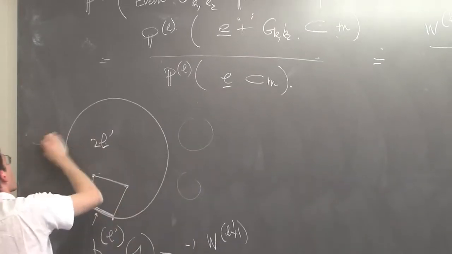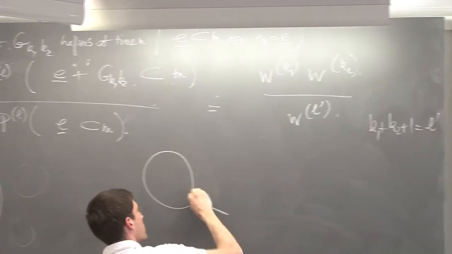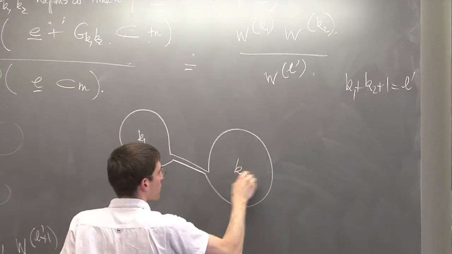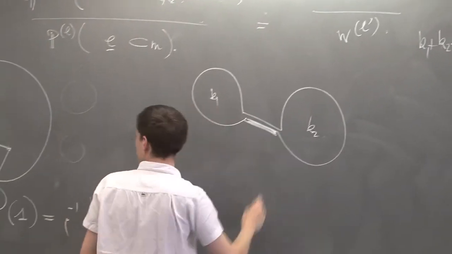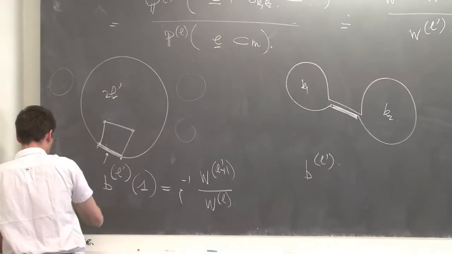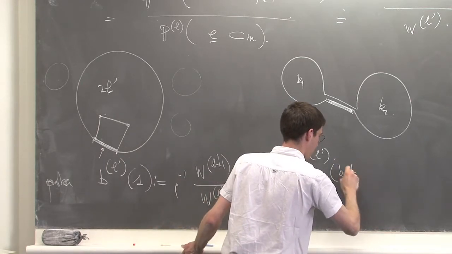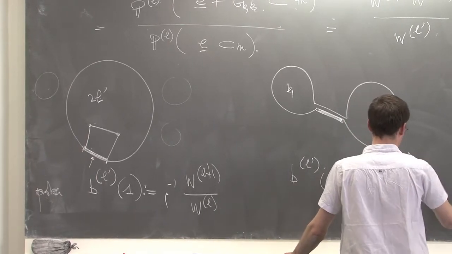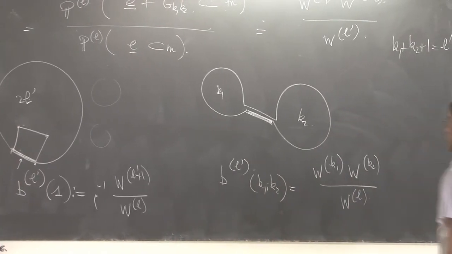Regardless of the other holes, and the probability that when you peel an edge on a hole of perimeter L prime, you get an identification of two edges leading to two holes of perimeter K1 and K2. This happens with probability K1, K2, which is W K1, W K2 over W L prime.